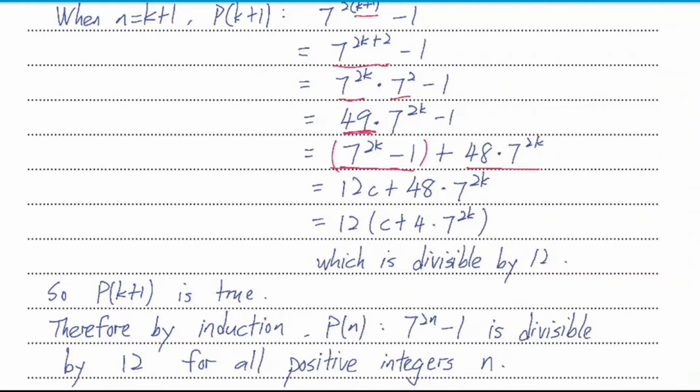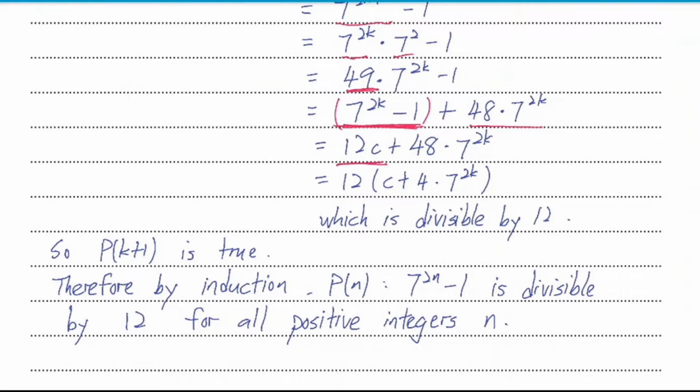So we have 48 times 7 power 2k. From our previous assumption, this can be written as 12c. At the end of all the steps, we are able to factorize out the 12, and then we can say that this is divisible by 12. After that, we can prove that P(k plus 1) is true, and the conclusion is we just take what we have from the question. This is very easy to do. Okay, next question.